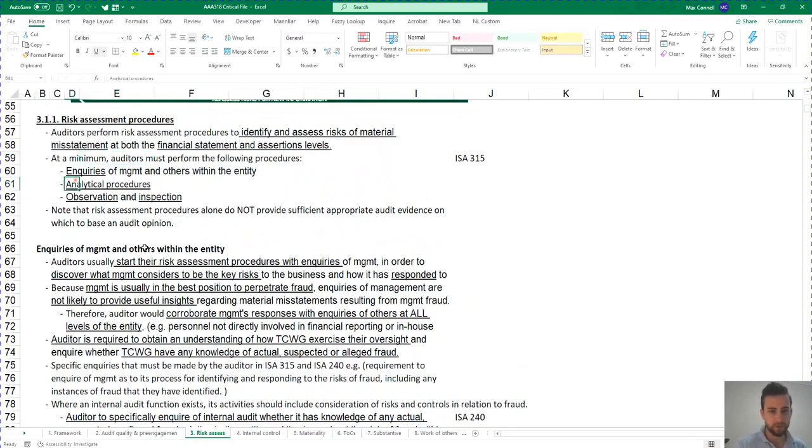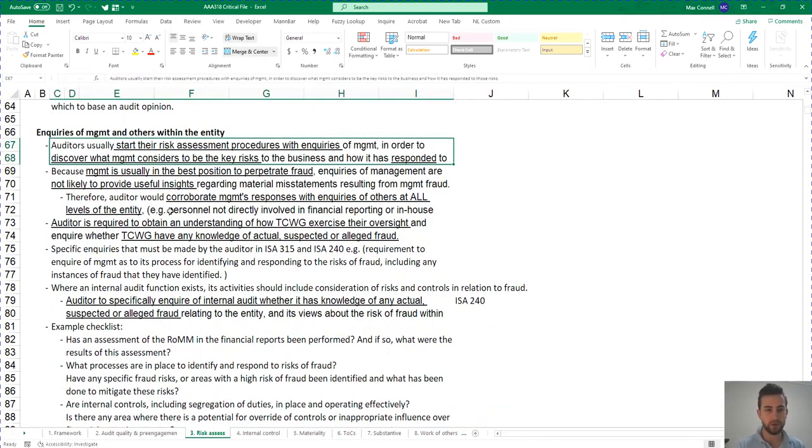Okay, so let's talk about the minimum things that auditors must do. And you might get a multiple choice question on this, the minimum things that an auditor must do. So number one is inquiries of management. So usually the starting point for auditors is to just go and meet with management and ask them questions. And part of that is just asking management what they consider the key risks to the business, because they know the business, they know the industry better than most, especially more so than the auditor, and also how that company is responding to those risks.